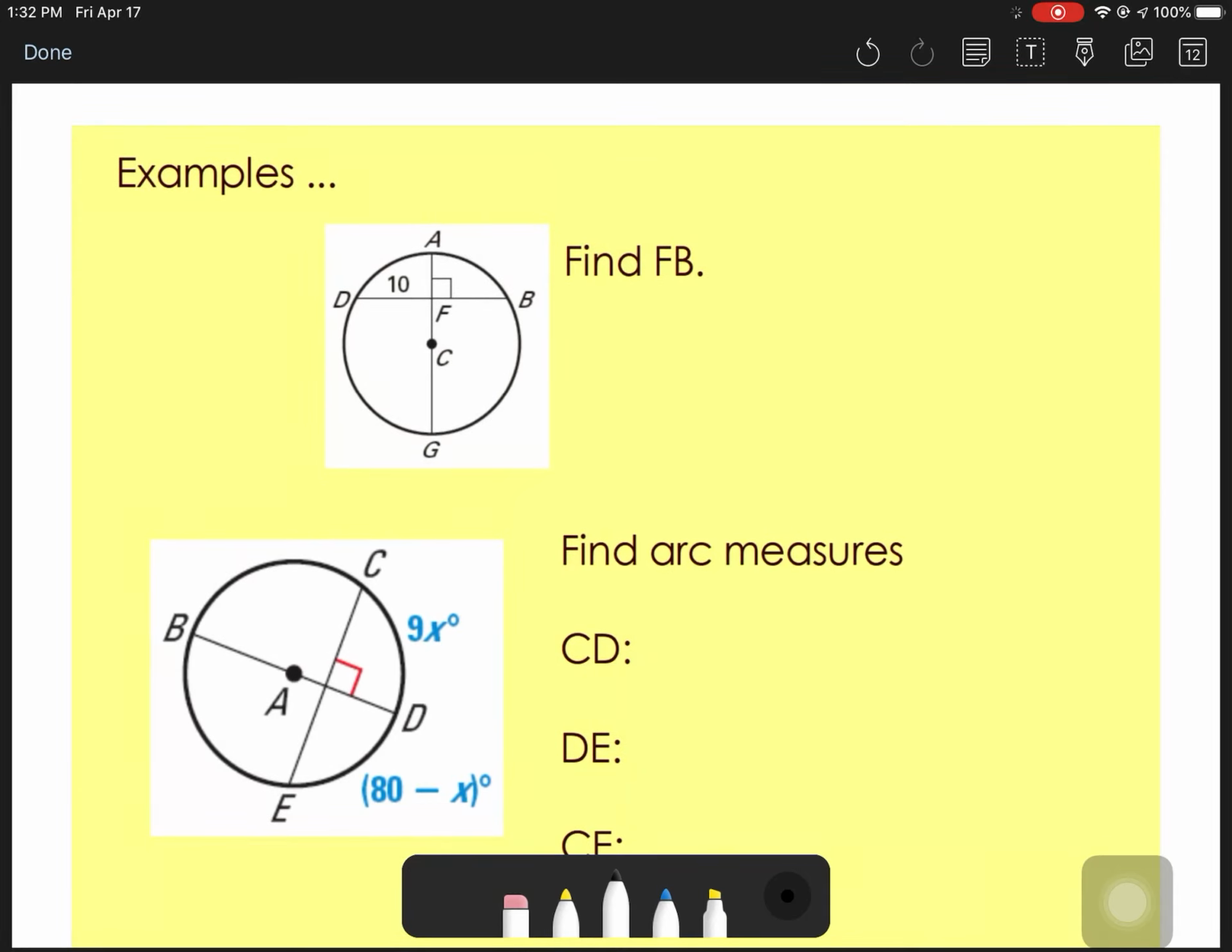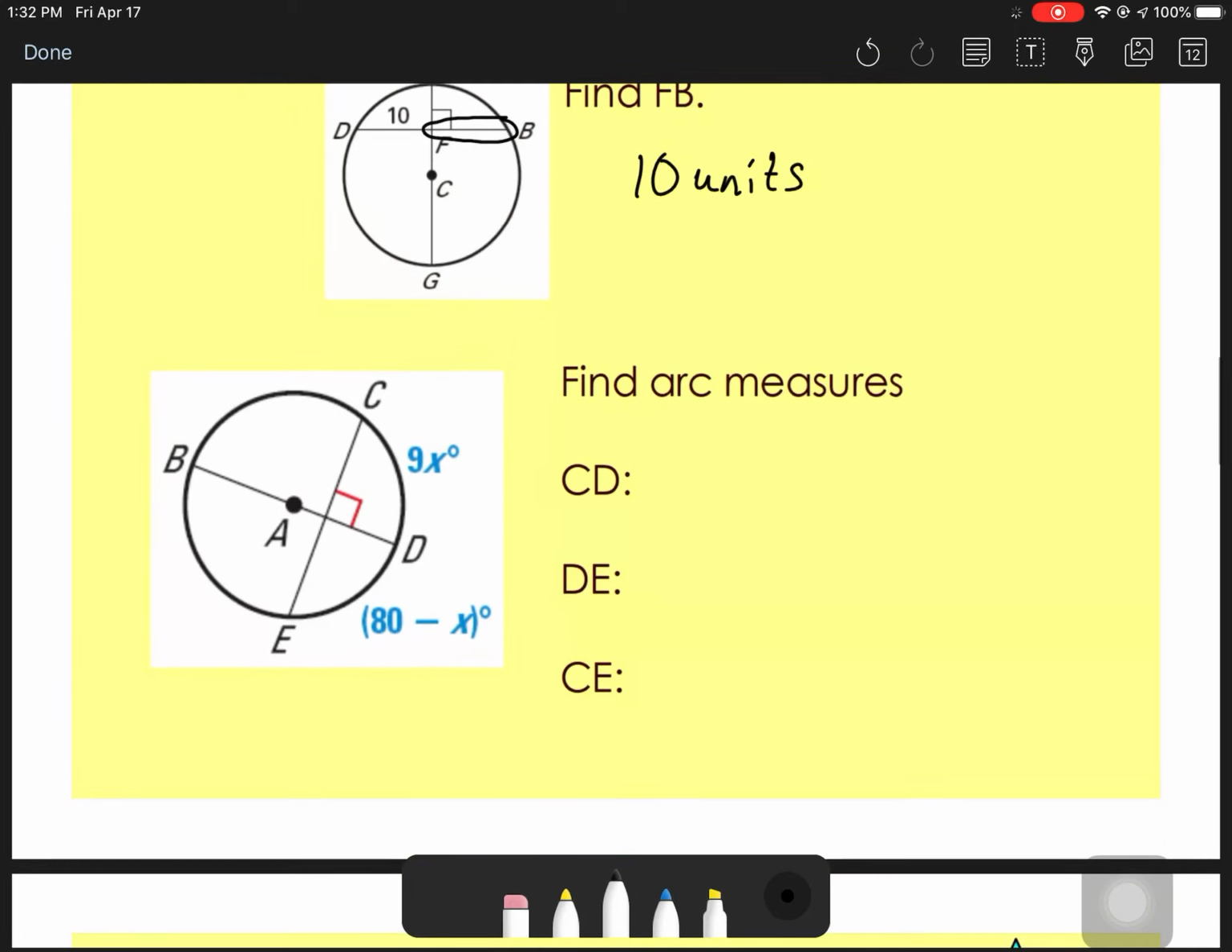Next example here. So we're trying to find FB. FB is this chord, or segment, I should say. We know that this is a diameter from G to A, and we know that it meets at a right angle. Therefore, it has to bisect the chord DB. So if this side's 10, the other side has to be 10 as well. So you could write 10 units, or you could just write 10 since we don't have a specific label.